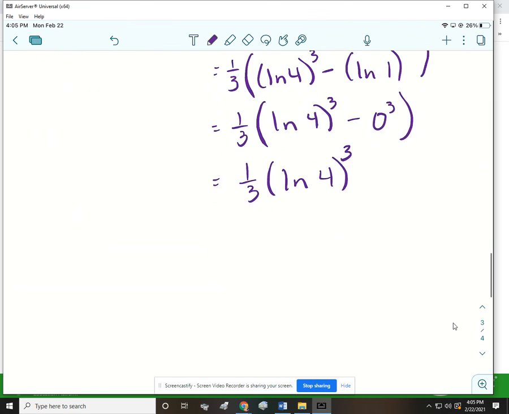Okay, so what I want you guys to do for your assignment tonight is the back side of the worksheet we worked on the previous lesson. So it's going to be 13 through 22.